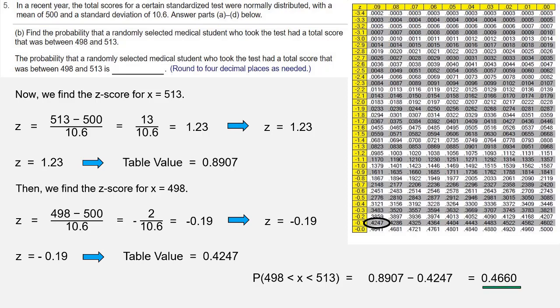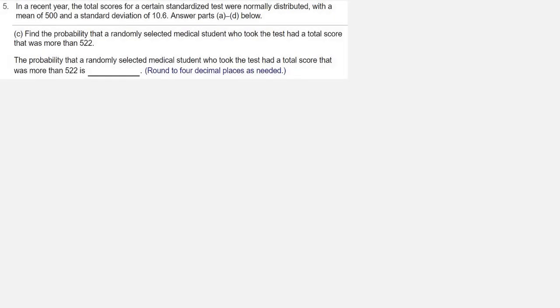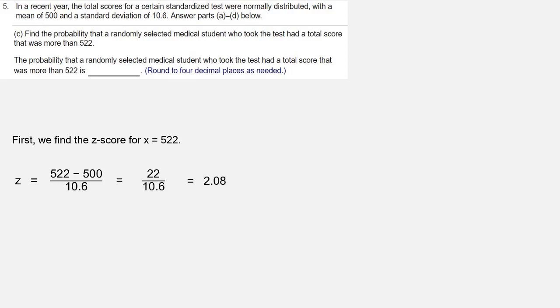For part C, we're looking for the probability that the randomly selected medical student who took the test had a total score that was more than 522. So we're going to need the z-score that's associated with an x value of 522. So remember, z equals x minus mu over sigma. That's 522 minus 500 over 10.6, which is 22 over 10.6, which is 2.08. So that's our z-score. Z equals 2.08.